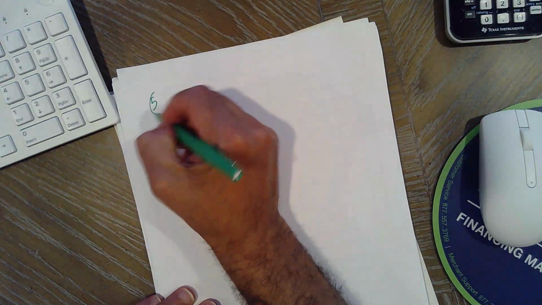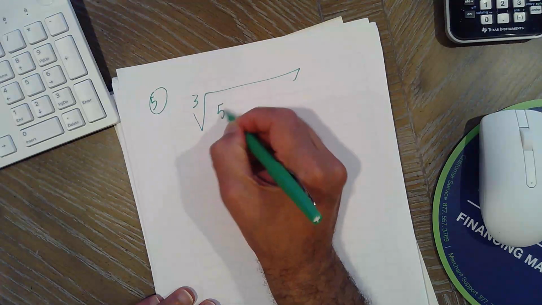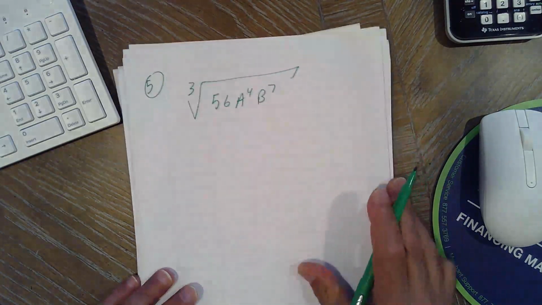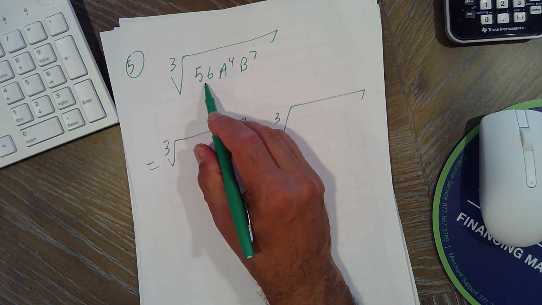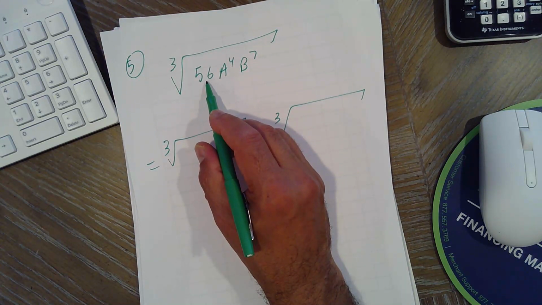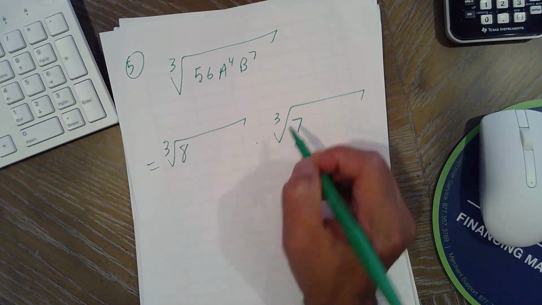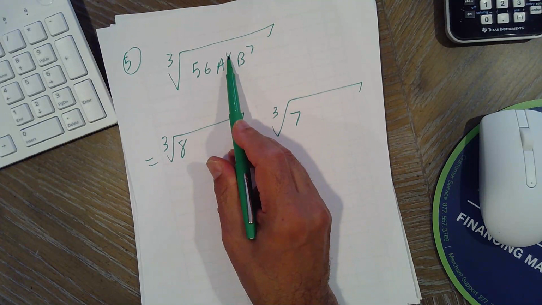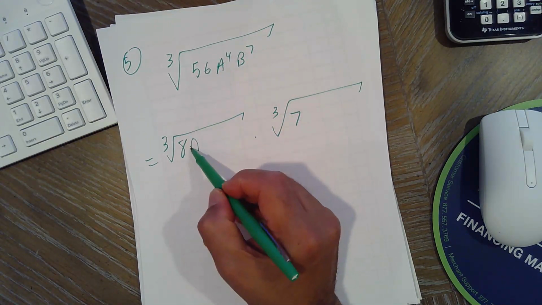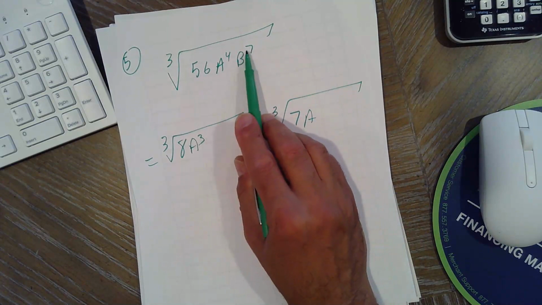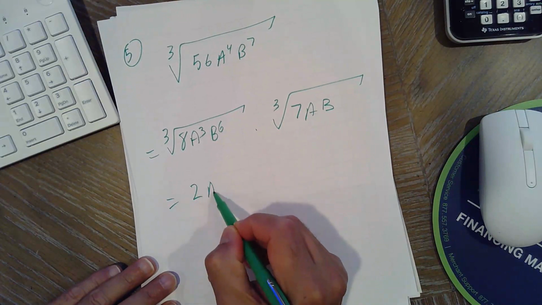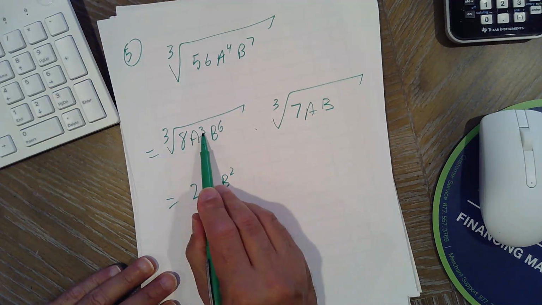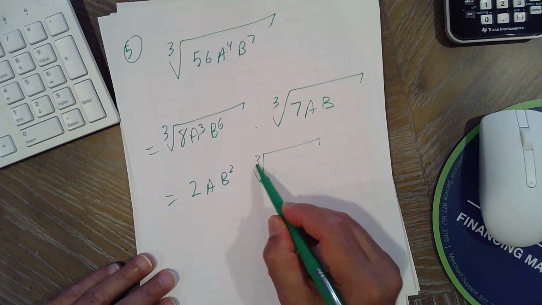Alright, so that's number 5. How do we simplify cube root of 56a^4b^7? Again, we have cube roots. 56 is not a perfect cube. 2 times 28 is not good. 3 doesn't do it. 4, 5, 6, 7, and 8. 8 is a perfect cube. 7 is not. a^4 is not a perfect cube, but if we go down one exponent, it's a^3 times a. b^7 is not a perfect cube, but if you go down one exponent, it's b^6 times b. So it's 2ab squared, right? Remember, we divide the index into the exponents, and this guy comes down.